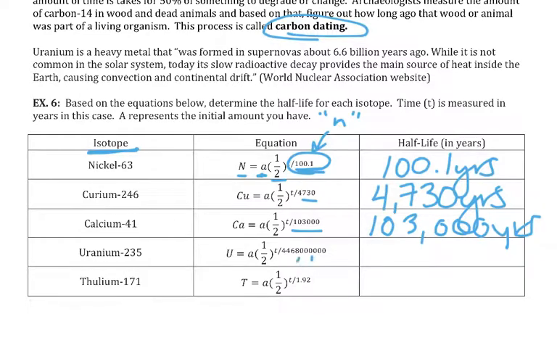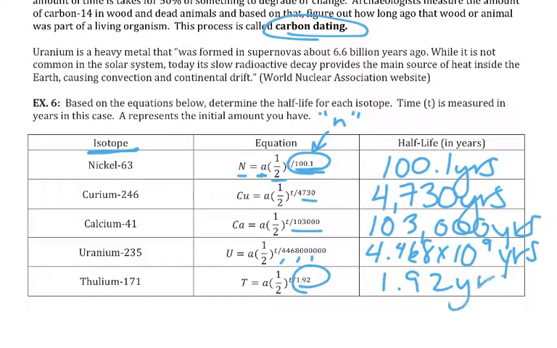Uranium, that's a lot of zeros. Let's see, 1, 2. Okay, so this looks like it's 4 billion years. We could change this to 4.468 times 10 to the 9th years. So we're talking 4 billion years for uranium. All right, thulium has a really short half-life, 1.92 years. So it just depends on the element and the isotope what its half-life is.